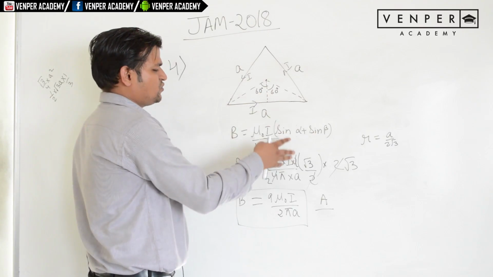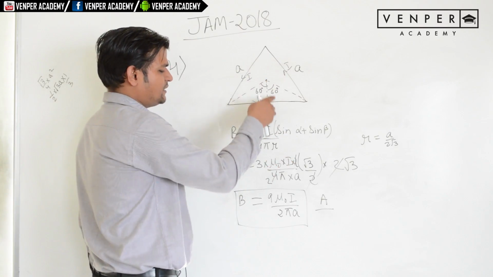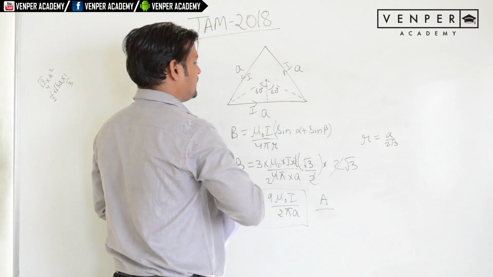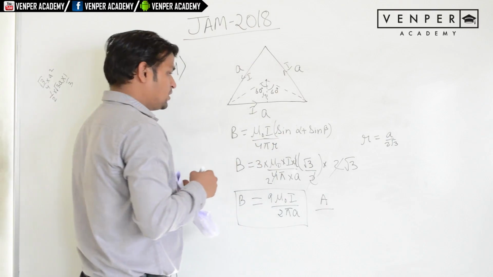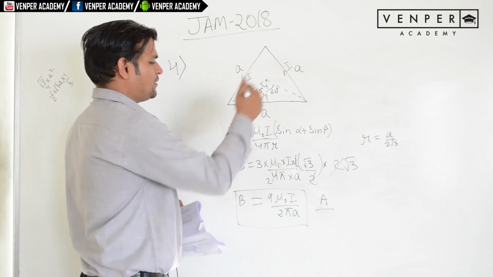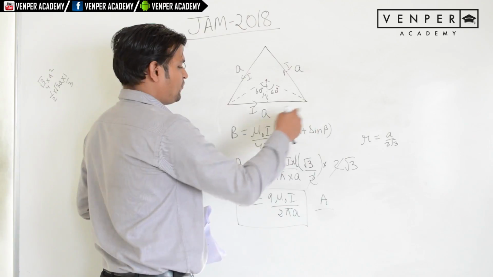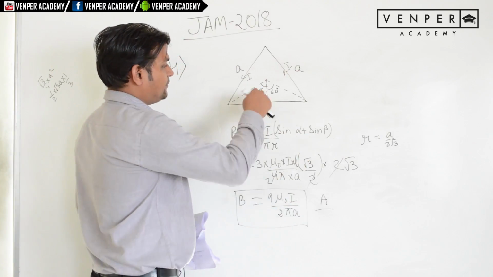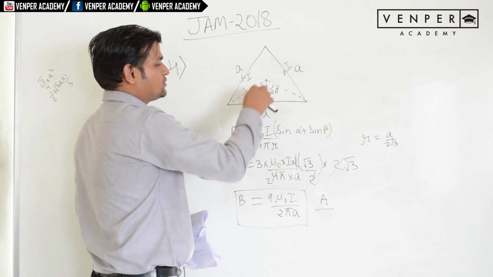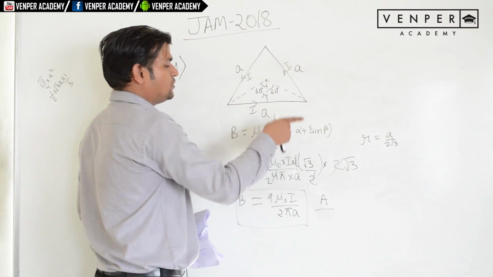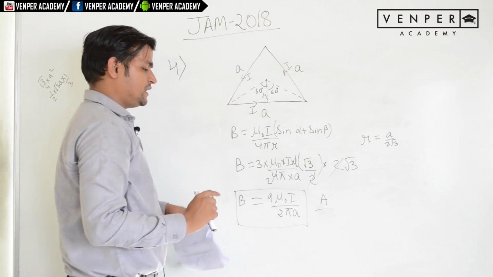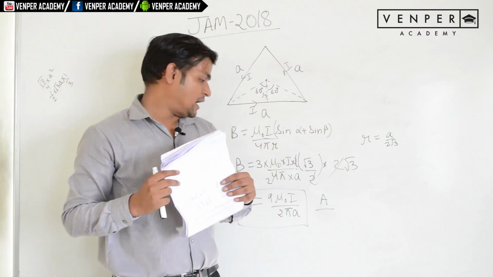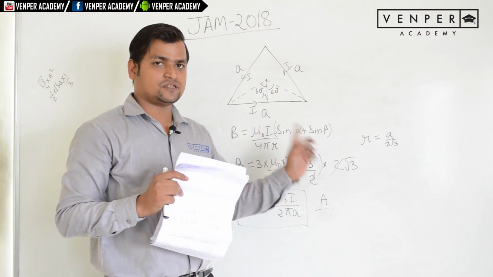And here alpha is 60 degree, beta is what? 60 degree. So just put the values. Distance of this centroid is what? We know that this distance r is equal to a upon 2 root 3. So just put all the values, value of r and sine alpha and sine beta. And here this is a triangle, so for one side you will get this value, for 3 sides just multiply it with 3. So answer will be simply B equal to 9 mu naught I upon 2 pi a. So it is first option.